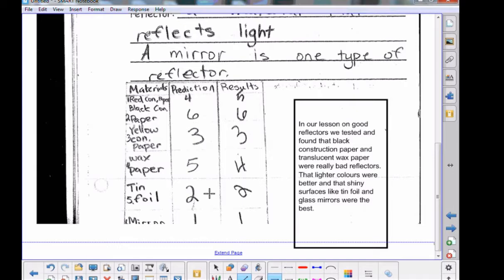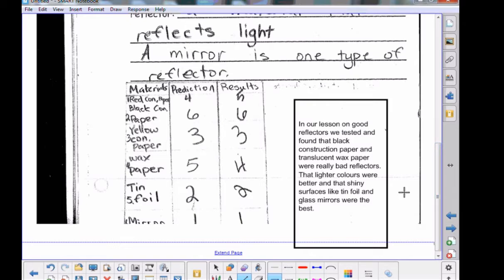We came to understand that black construction paper was the worst, and we learned furthermore that black doesn't reflect well, that it absorbs colors more so than anything else. We also found that the lighter the color was, the better it reflected. And finally, if it was light and shiny, the shinier it was, the better it reflected. So the best reflector was the mirror, which was light and very shiny, and the second best was tinfoil. We applied these concepts to the creating of a helmet for a bicycle later on in that unit.